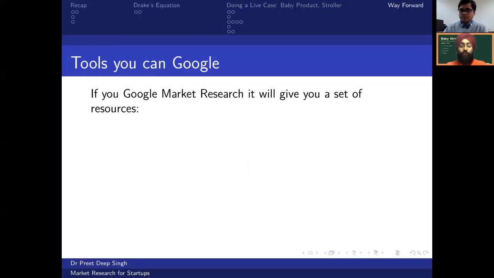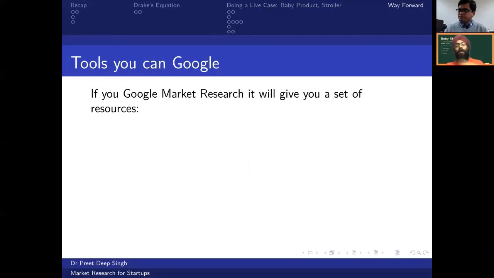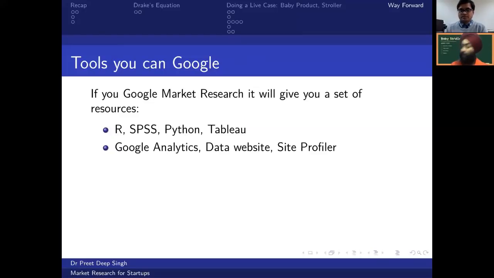Okay, moving forward, we've closed this one case now where we discussed the value of assumptions, your total market size, how we reach it. So one, if you just Google market research, you will get a lot of tools, right? I've just noted down some tools here so that we can go over them briefly. You will see R, SPSS, Python, Tableau. You will see Google Analytics, data websites, Site Profiler, Alexa.